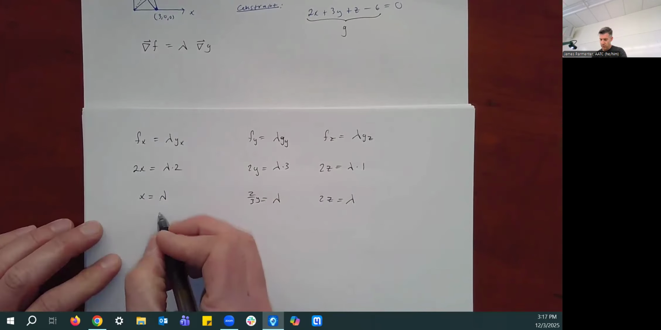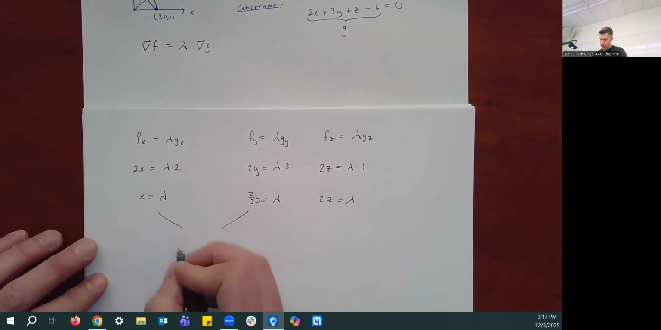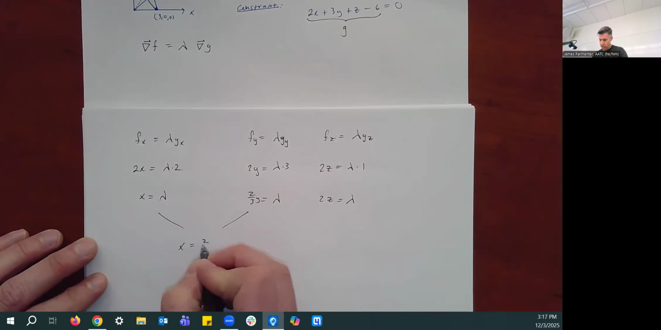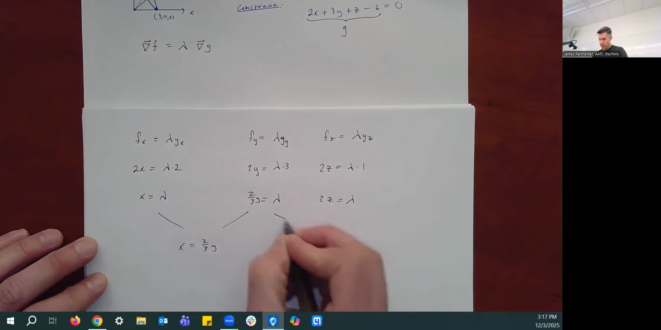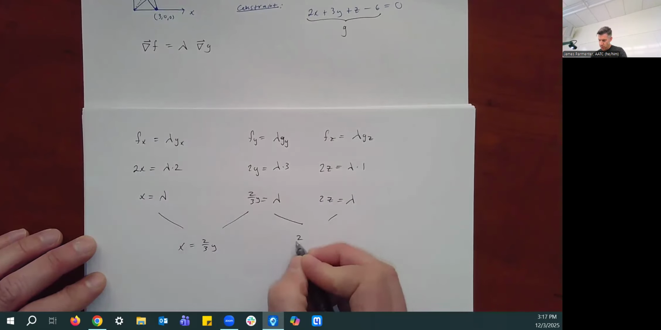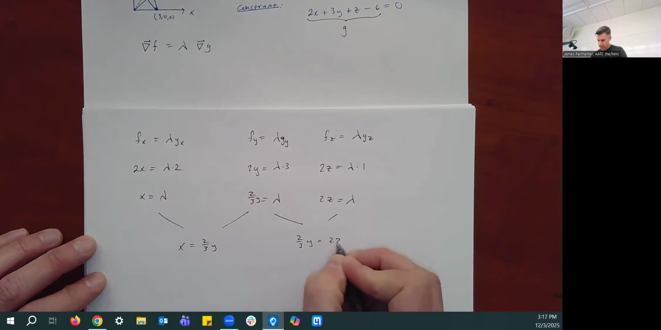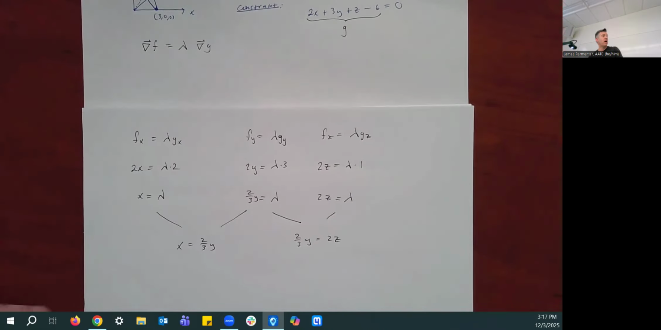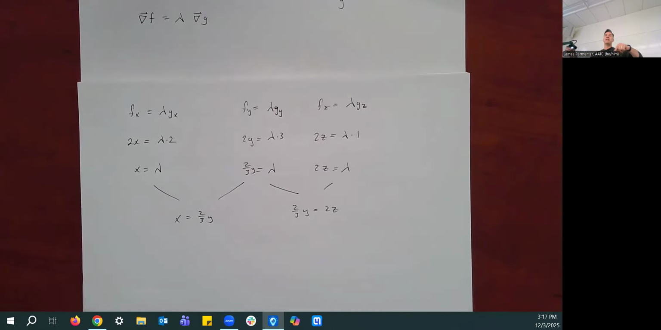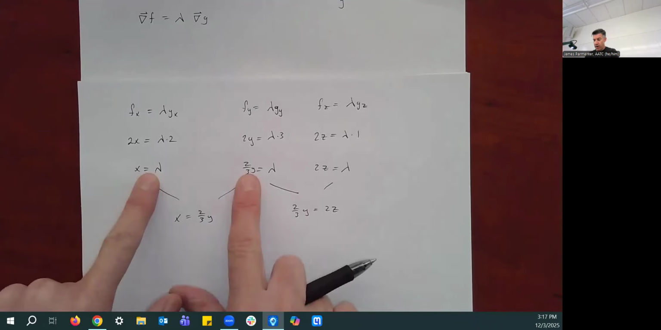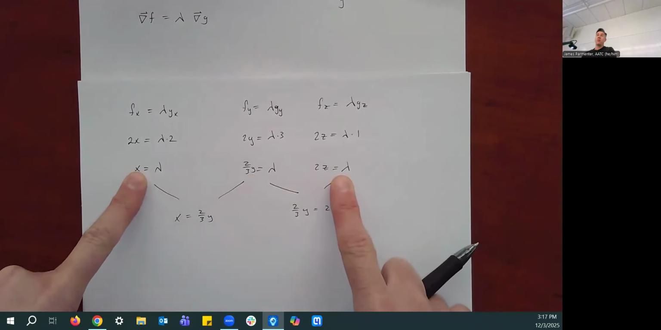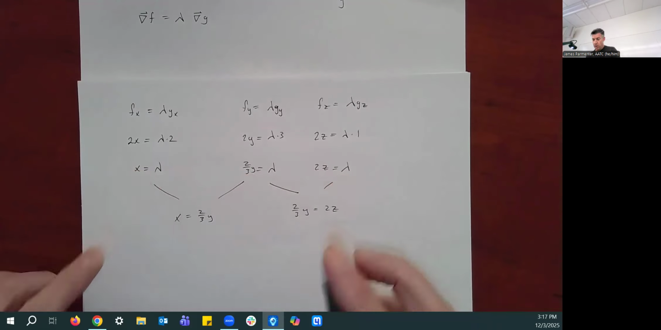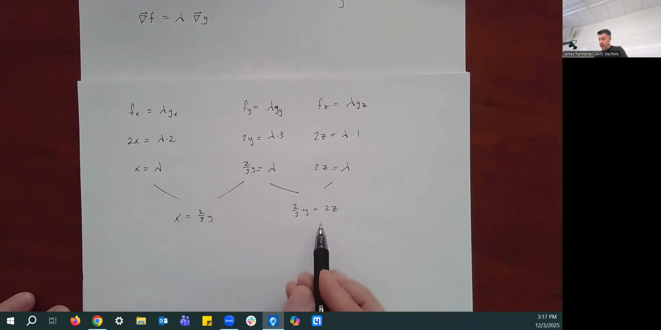So if I set these two equal to each other, I'm going to get x equal to 2/3 y. If I set these two equal to each other, I'm going to get 2/3 y equal to 2z. Since y is the common denominator, I'm going to write x and z in terms of y. Y is only the common denominator because of the two pairs I happen to pick. Right? If I had picked this pair and this pair, I would have had a different variable that showed up in each equation. So here, I'm going to write everything in terms of y.